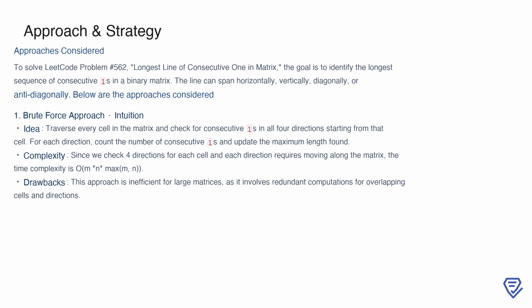However, while this method is intuitive, it is computationally expensive. For each cell, we need to explore up to 4 directions, and since the length of each direction can potentially span the entire matrix, this results in a time complexity of m*n*max(m,n). This inefficiency becomes especially problematic for larger matrices due to the redundant computations involved. For example, overlapping cells and directions might be recalculated multiple times, making this approach impractical for competitive programming or real-world scenarios.